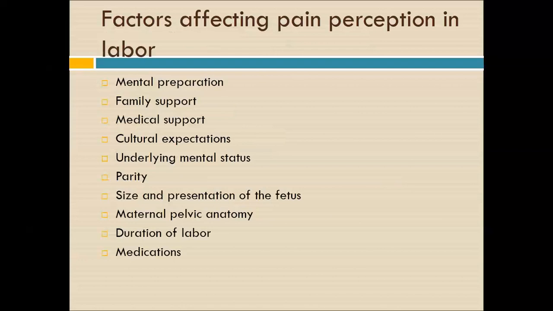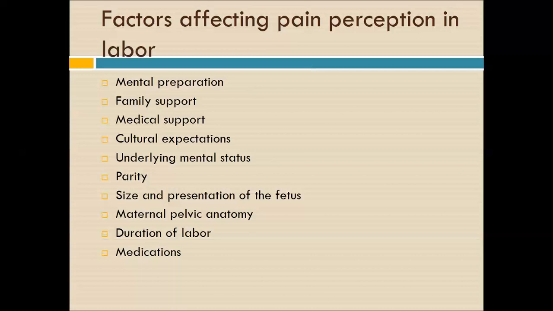For example, mental preparation. If I prepared myself for the labor process, I will accept the pain to a certain degree. If she had good family support, if her relatives and family are beside her and encouraged her, she will cope better. If she is away, for example, in another country and alone, she will feel pain more. Medical support. If each woman has good medical and paramedical support, the pain will be decreased for sure because they will manage it easily. Cultural expectation.